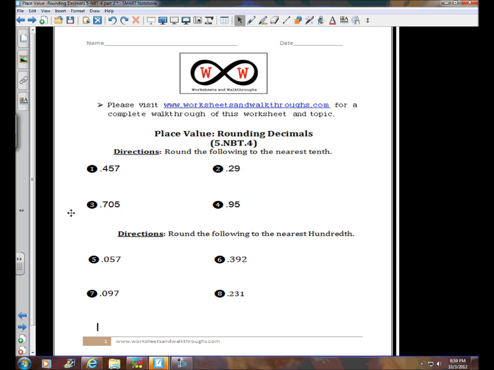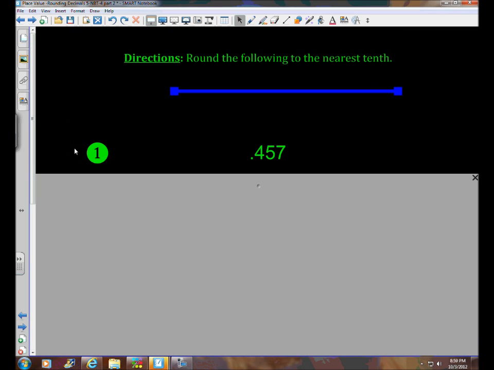Pause the video, print out, and come right back. Then continue the video. The first 4, we're looking at rounding decimals to the nearest tenth. And the last 4, we're looking at rounding decimals to the nearest hundredth. So let's begin. We've got number 1.